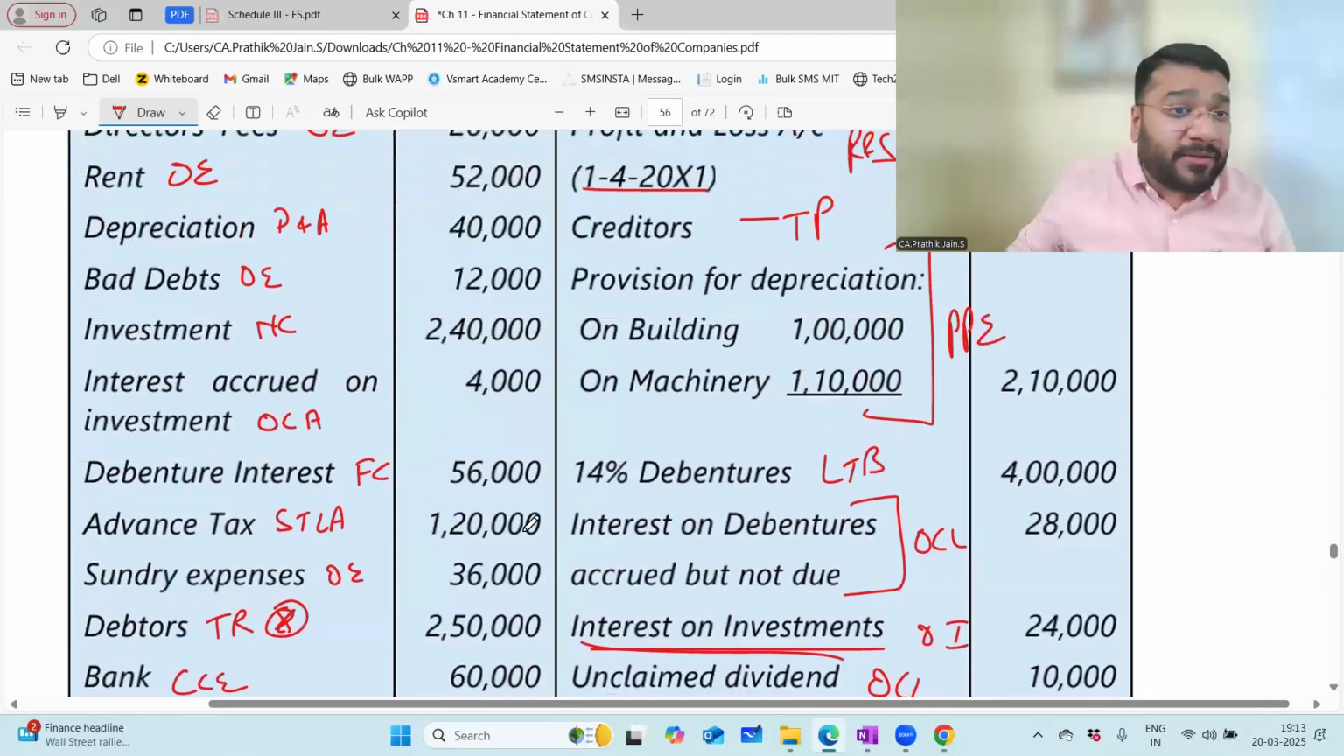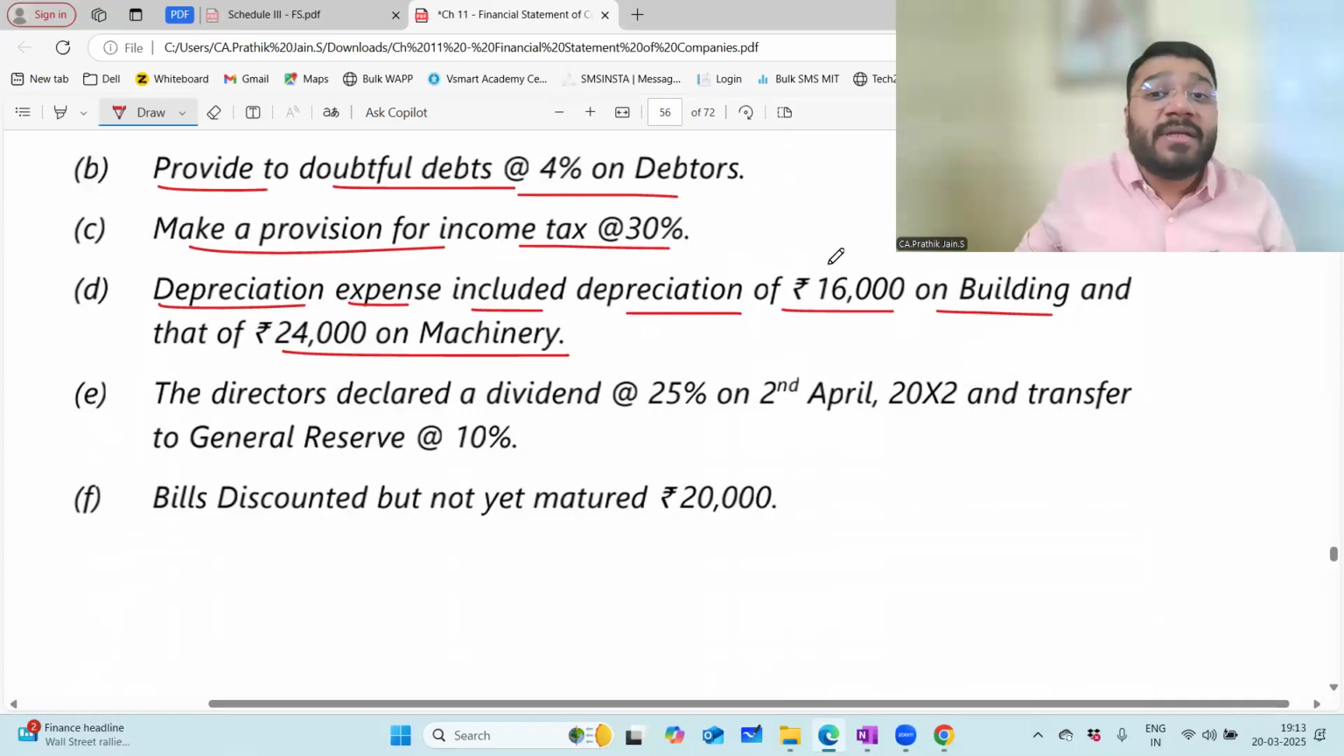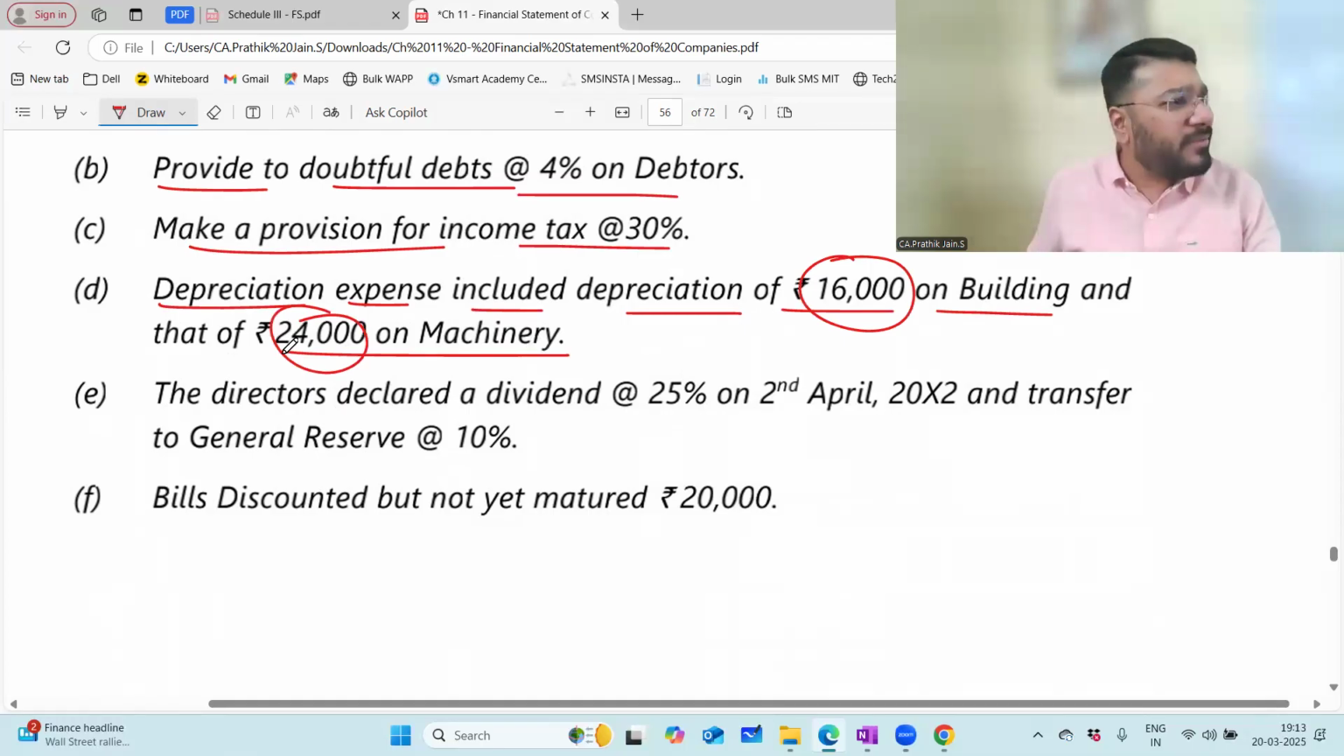Depreciation is already there in the trial balance, 40,000. They have given the breakup of this 40,000. 16,000 is depreciation on building and 24,000 is depreciation on machinery. Both put together 40,000. Okay.